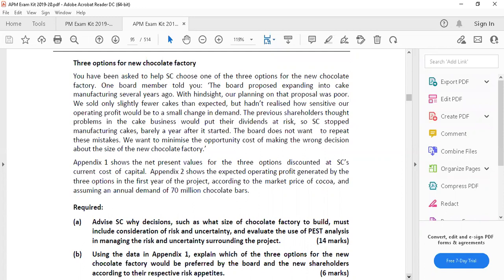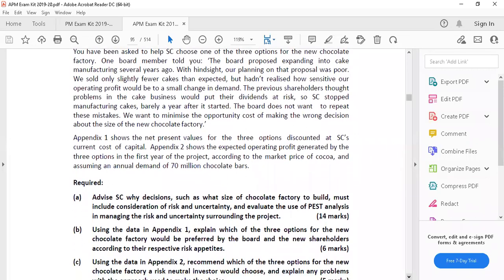The previous shareholders thought problems in the cake business would put their dividends at risk. So SC stopped manufacturing cakes barely a year after it started. The board does not want to repeat these mistakes. We want to minimize the opportunity cost of making the wrong decision about the size of the new chocolate factory. Appendix 1 shows the net present value for the three options discounted at SC's current cost of capital. Appendix 2 shows the expected operating profit generated by the three options.